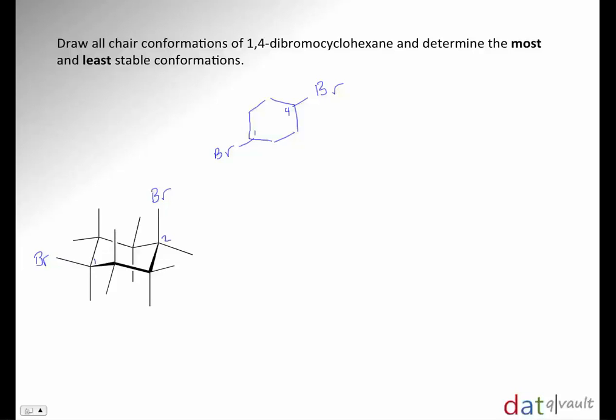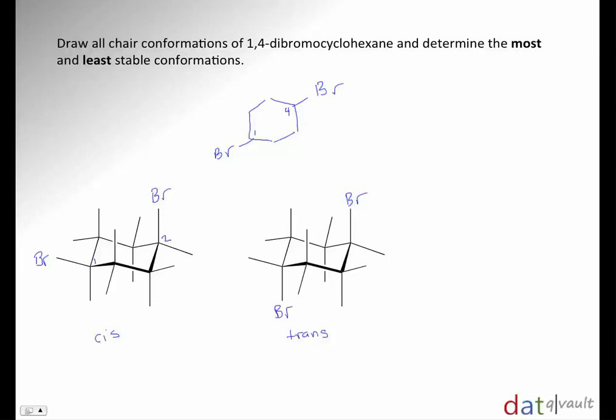So this conformation is going to be, of course, a cis conformation because both of the bromines are facing up, one of them axial and one of them equatorial. Another possible conformation is for both of the bromines to be in an axial conformation. This particular one is going to be trans because the bromines are on opposite sides of the cyclohexane. And then the last conformation that we can draw has both of the bromines in the equatorial position on the cyclohexane ring.